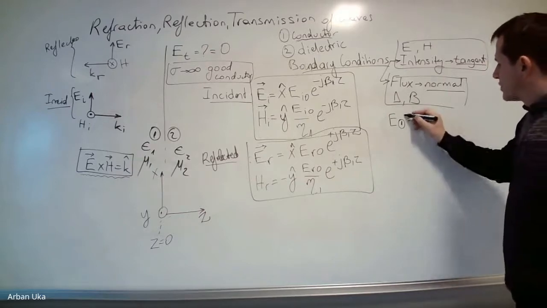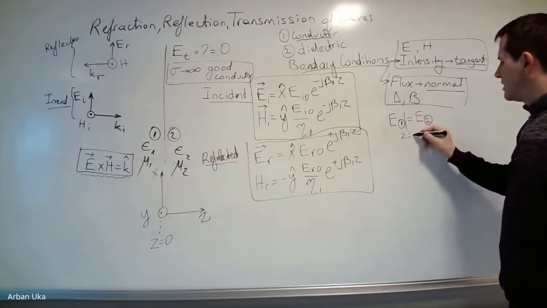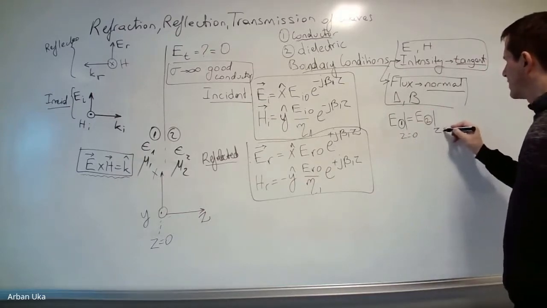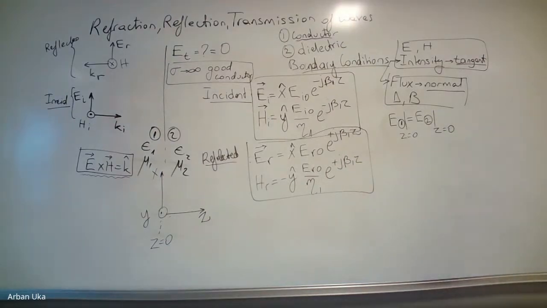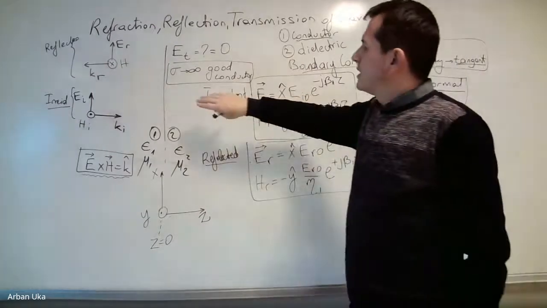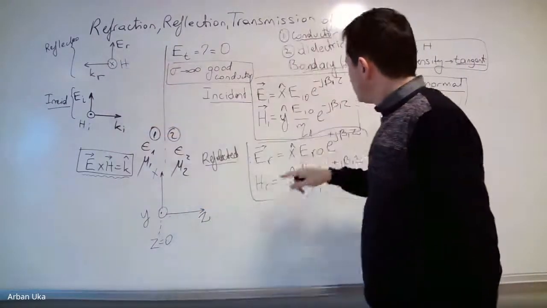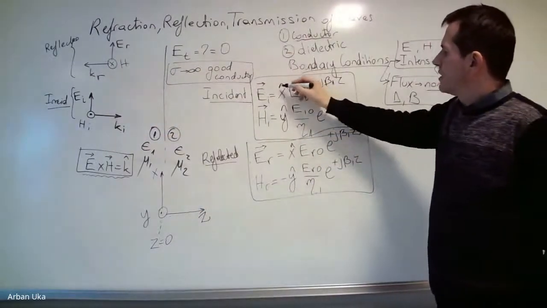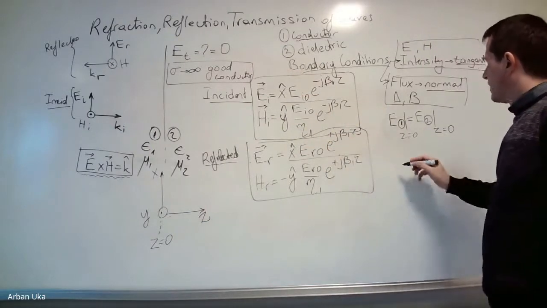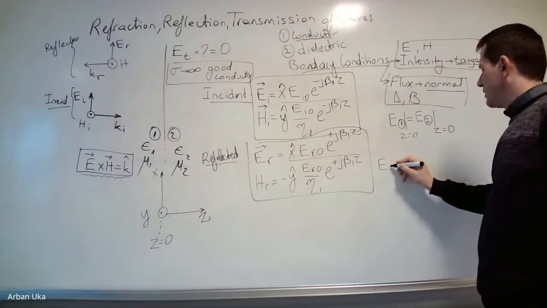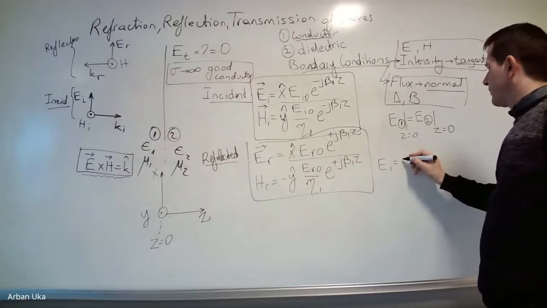And these values we have to evaluate for z equal to 0, on both sides. What is the electric field in the first region here? We just add these two terms, it's simply adding this term and this term. That's it.